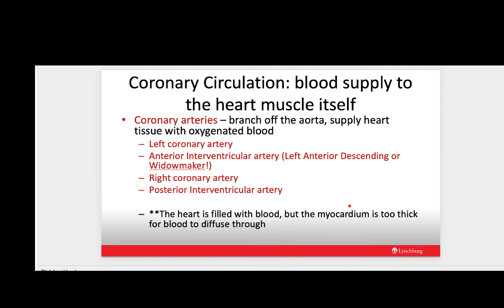So let's talk a little bit about coronary circulation, which is blood supplied to the heart muscle itself. And so what we see here are, the heart is filled with blood, but its walls are too thick. It doesn't get its nutrients from the blood it contains, so it needs a separate blood supply. So we have coronary arteries, which actually branch off of the aorta and supply the heart with oxygenated blood. Okay, so these are arteries, so they are going to be oxygen rich.